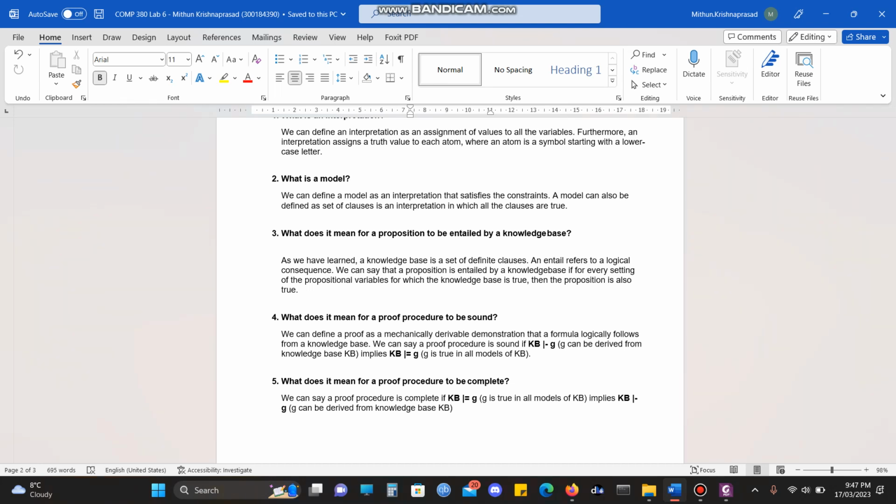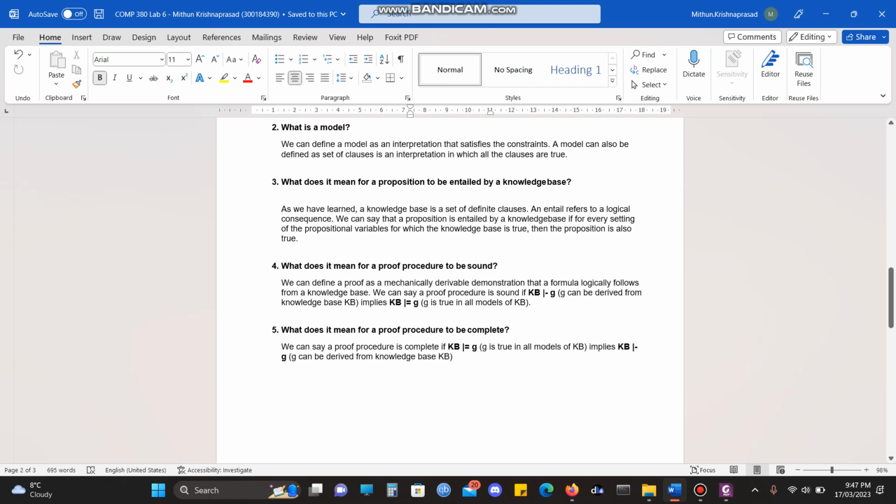Now, for a proposition to be entailed by a knowledge base, as we have learned before, a knowledge base is essentially a set of definite clauses, and entailment refers to a logical consequence. So, for a proposition to be entailed by a knowledge base, for every setting of the propositional variables for which the knowledge base is true, the proposition is also true. And that's when we can say that it's entailed by the knowledge base.